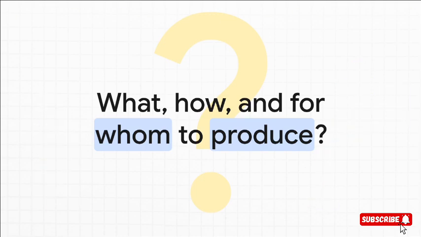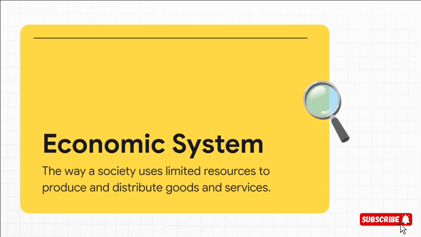And finally, this is the really tricky one. Who actually gets to have all the things we produce? Every single country has to figure this out. So the way a society answers those three questions, well, that's what we call its economic system. You can almost think of it like the operating system for a country's economy. And today, we're putting two major competing models under the microscope.